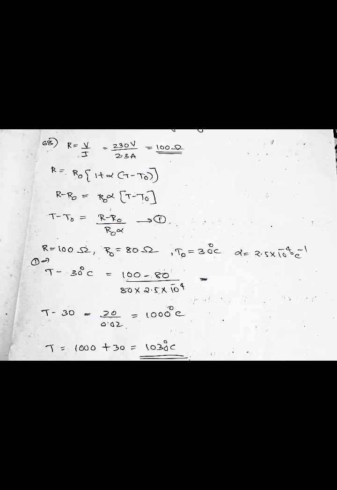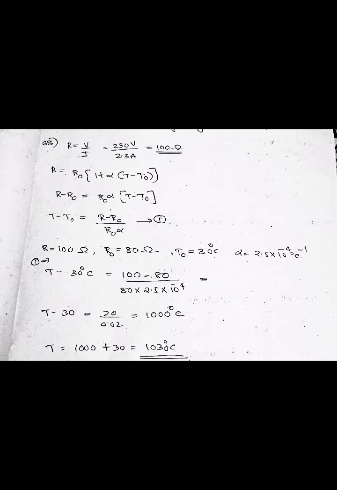Here R is equal to V by I, that is equal to 230 volt divided by 2.3 ampere, this is equal to 100 ohm. And we know R is equal to R0 into 1 plus alpha into T minus T naught, that is R minus R naught is equal to R0 alpha into T minus T naught, that is T minus T naught is equal to R minus R naught divided by R0 alpha. This is equation number 1.